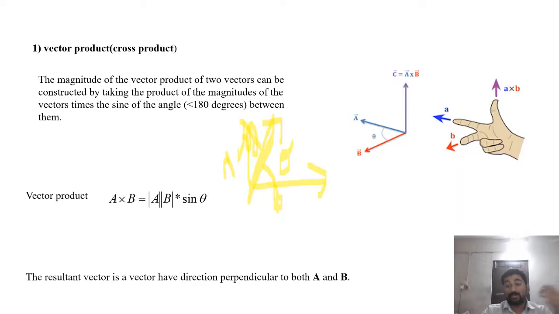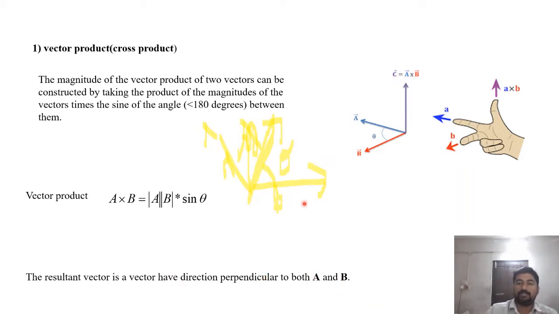The resultant is a vector. The dot product resultant is a scalar, it does not have direction, but the cross product has a particular direction. The direction is perpendicular to both A and B. You can see from here, this is A, this is B, and this is the angle between them. C is perpendicular to A and perpendicular to B. This is the direction of A cross B.